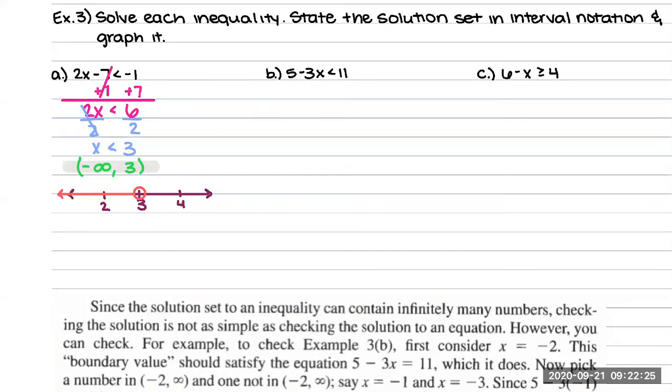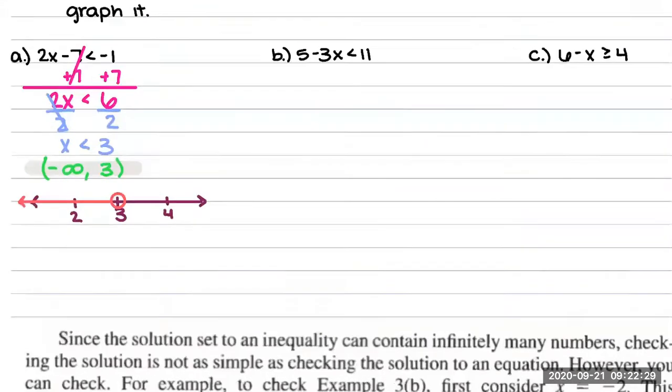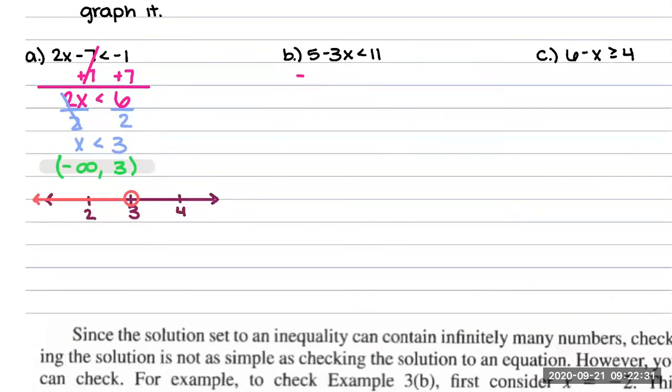For example, B, we have 5 minus 3x is less than 3. So with this one, we're going to start by subtracting the 5 from each side. We get negative 3x is less than 6. From here, we're going to divide each side by that negative 3. Because we are multiplying or dividing each side by a negative, we're going to flip the inequality sign as well. So x is going to be greater than negative 2.